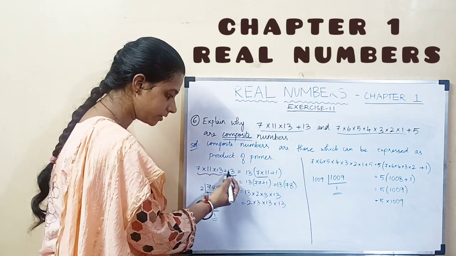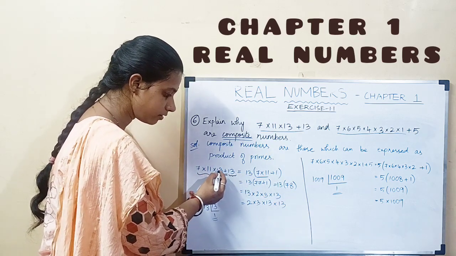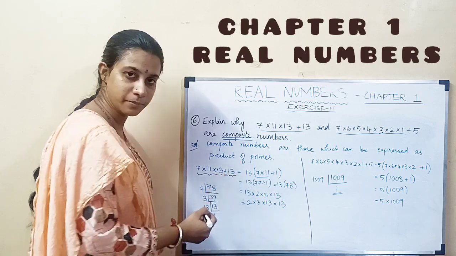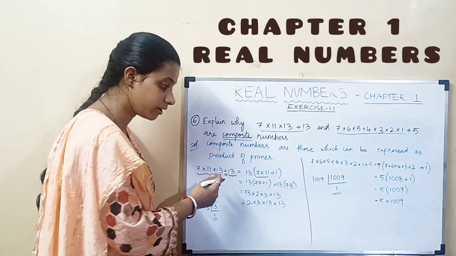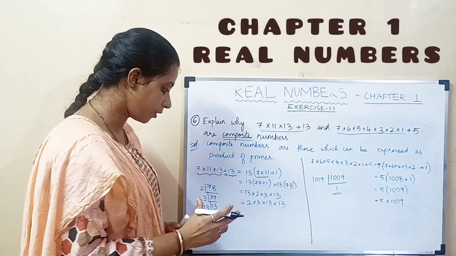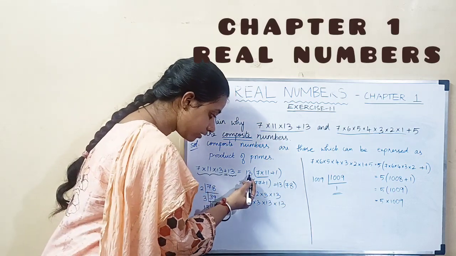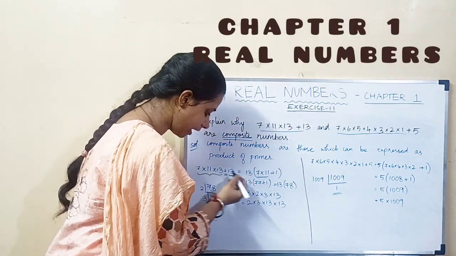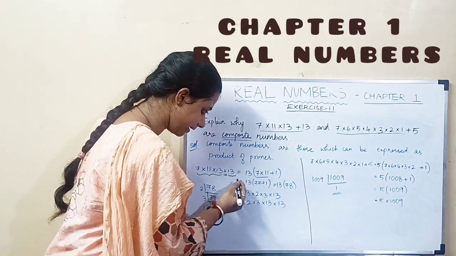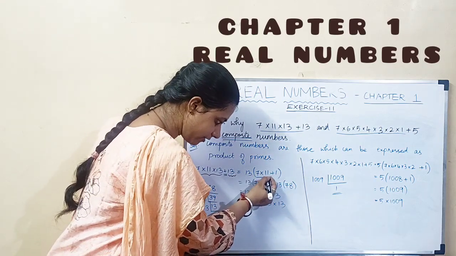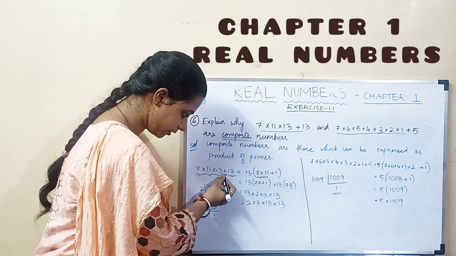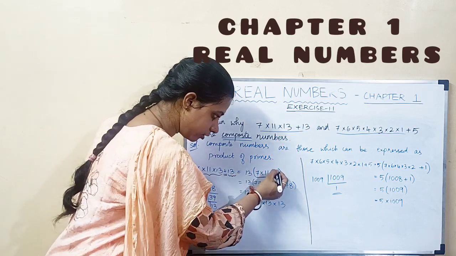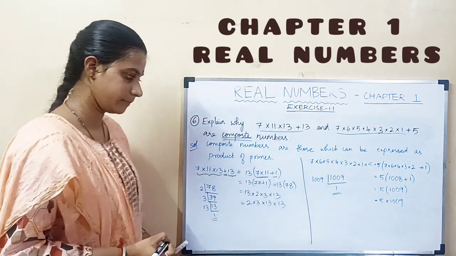In these two numbers, 13 is common. So, using the distributive property, we will take 13 as common out and the remaining numbers inside the brackets. Like 13 into 7 into 11 will be the first number, and 13 into 1, 13.